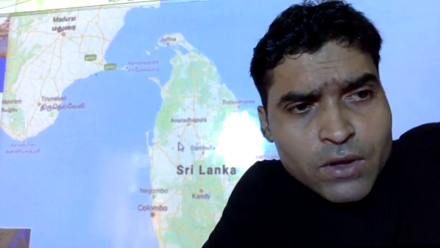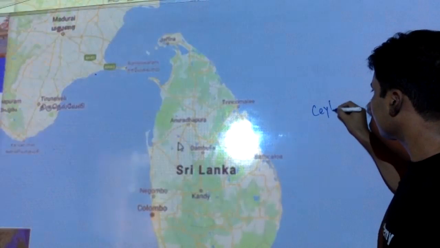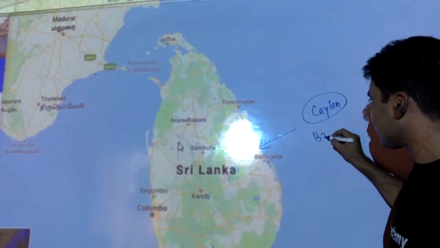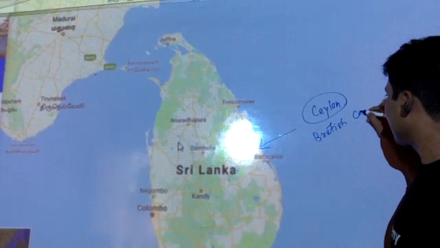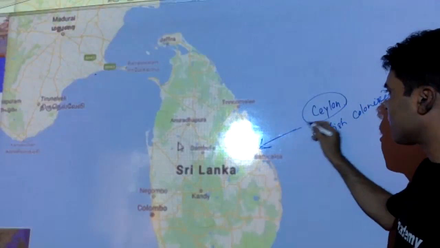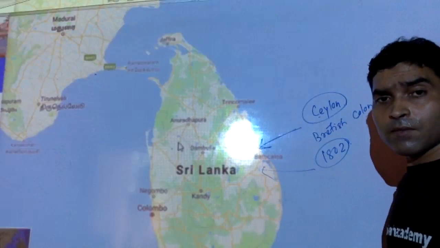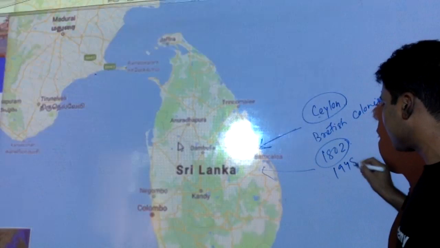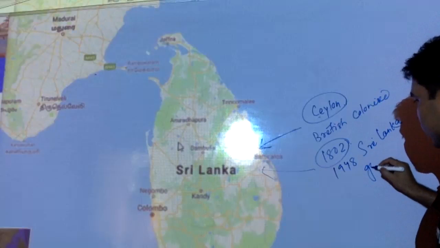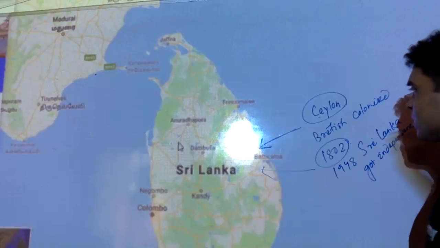Anyway, we have to remember one important piece of information: Ceylon is the other name of Sri Lanka. When the British colonized, Sri Lanka was known as Ceylon. In 1802, the British colonized Sri Lanka, right? And in 1948, Sri Lanka got independence. This point you have to remember.